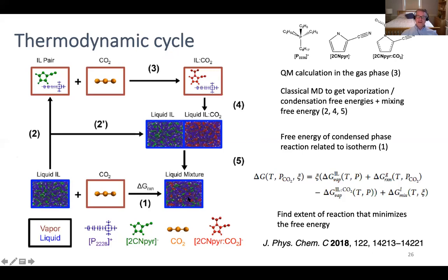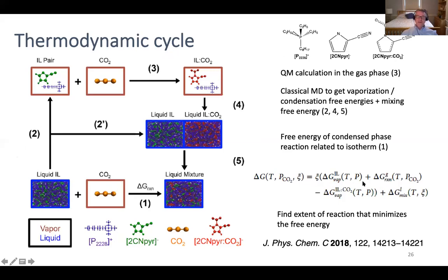I won't go into the details, it's all described in this paper here, but basically you can write the free energy of this reaction in terms of the extent of the reaction and the pressure of the CO2 that's above it. And then we minimize that free energy and we solve for the extent of the reaction as a function of T and P, and that gives you points on an isotherm.